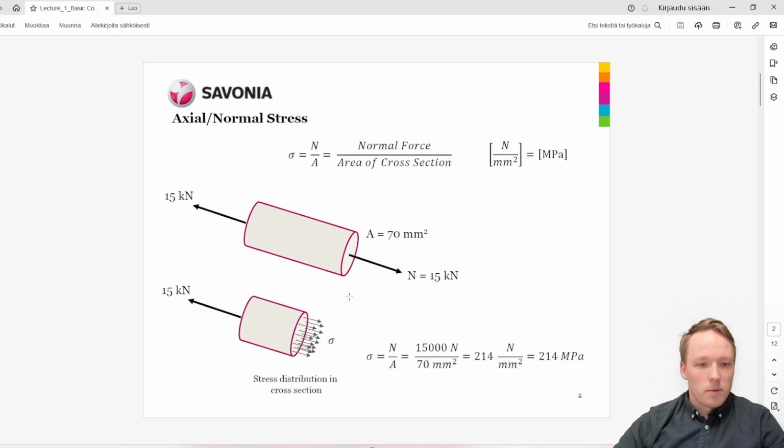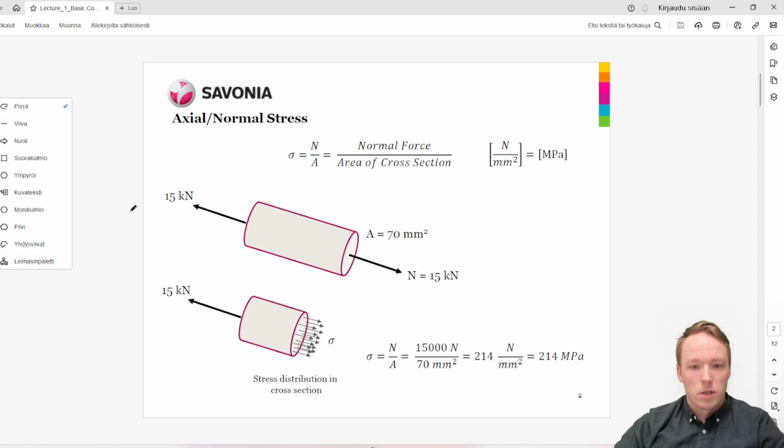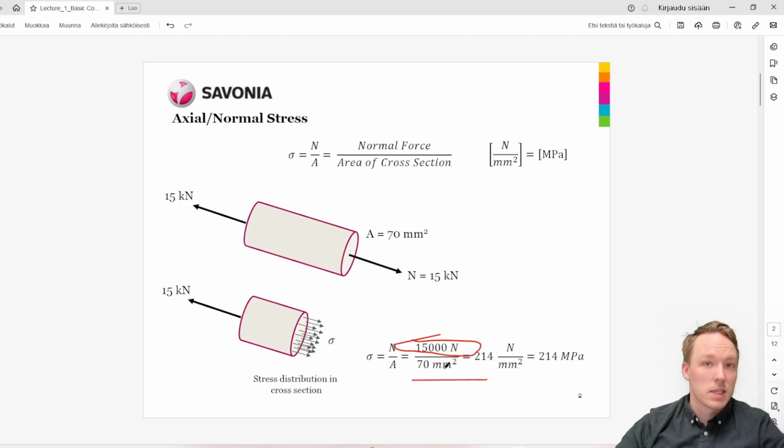Here's a simple example. So like I mentioned, there's a round bar, cross-section area 70 square millimeters, okay, and the force 15 kilonewtons, so 15 kilonewtons is 15,000 newtons, and the 15,000 newtons is divided by 70 square millimeters, and the resulting stress in this case is 214 megapascals. Okay, pretty simple.